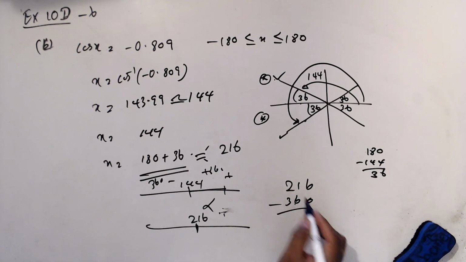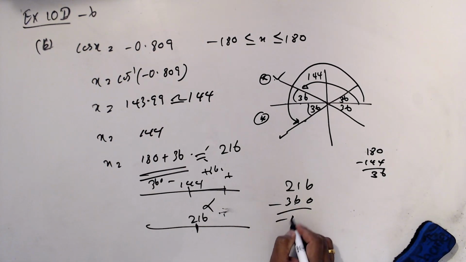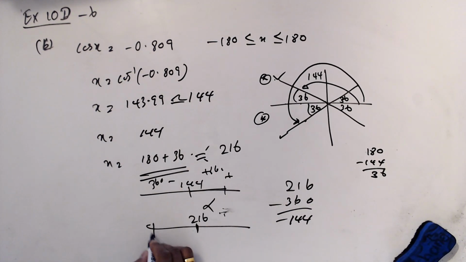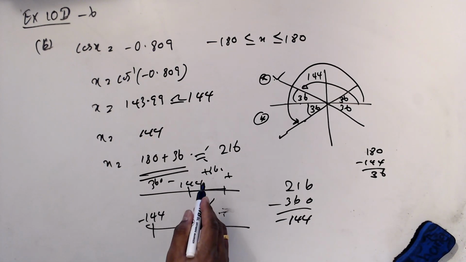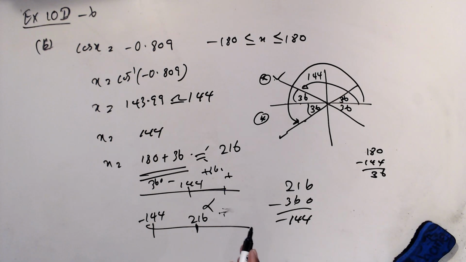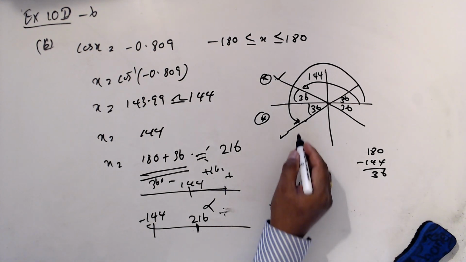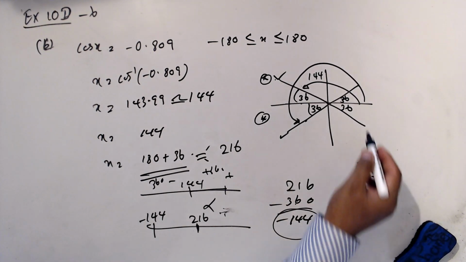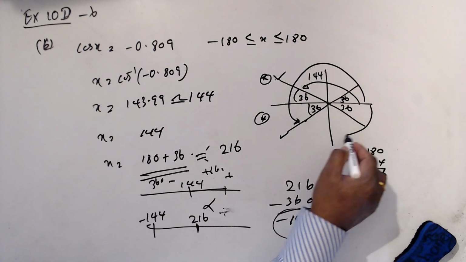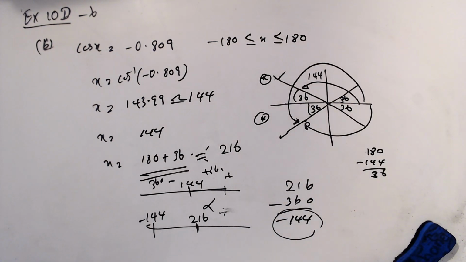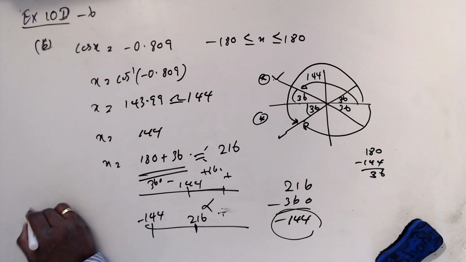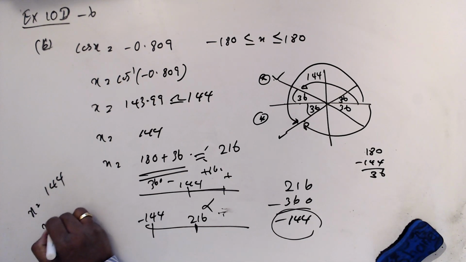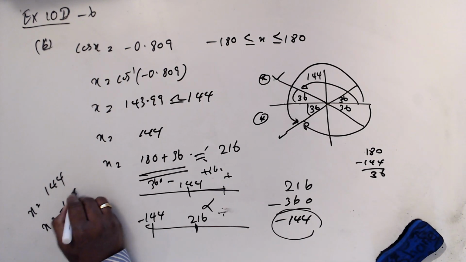So 360 out from 216, so that is minus 144. Minus 144 is within the range. So that is the another answer. Also you can come to this minus 144 if you measure from here to here, still 144. So we have two answers now, x equal 144 and x equal minus 144.